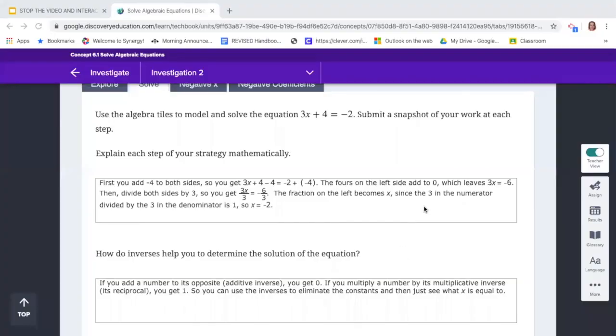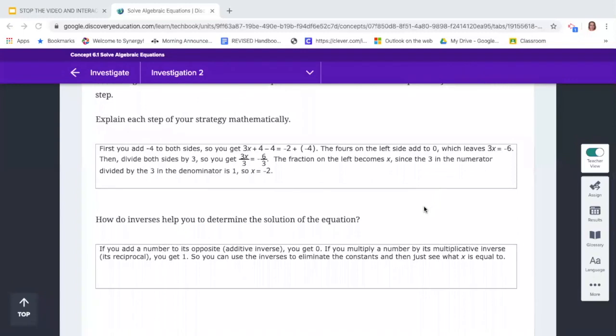As you can see here, if you were explaining each step, you should first add -4 to both sides. So you get 3x plus 4 minus 4 equals -2 plus a -4. The 4's on the left side add to 0, which leaves 3x equals -6. Then divide both sides by 3. So you get 3x divided by 3 equals -6 divided by 3. The fraction on the left becomes x, since the 3 in the numerator divided by the 3 in the denominator is 1. So x equals -2.